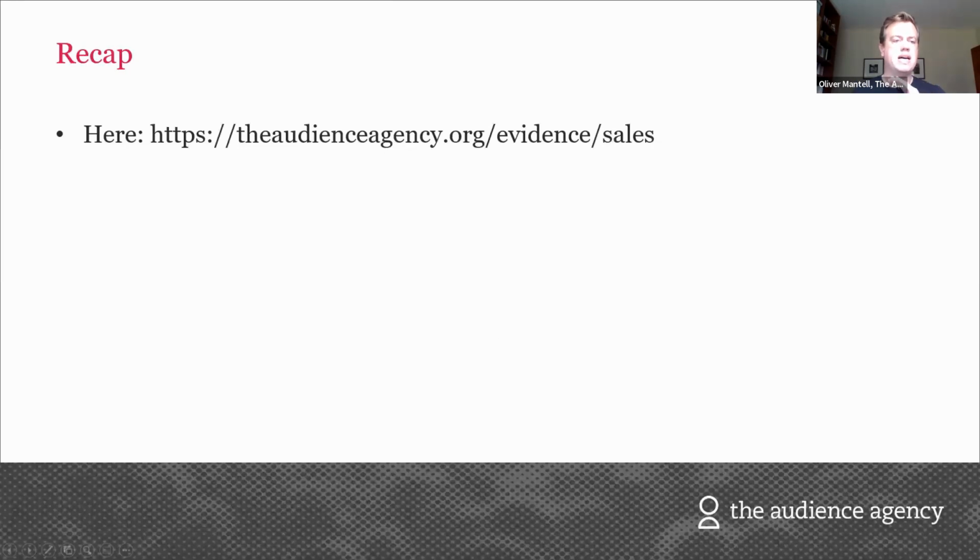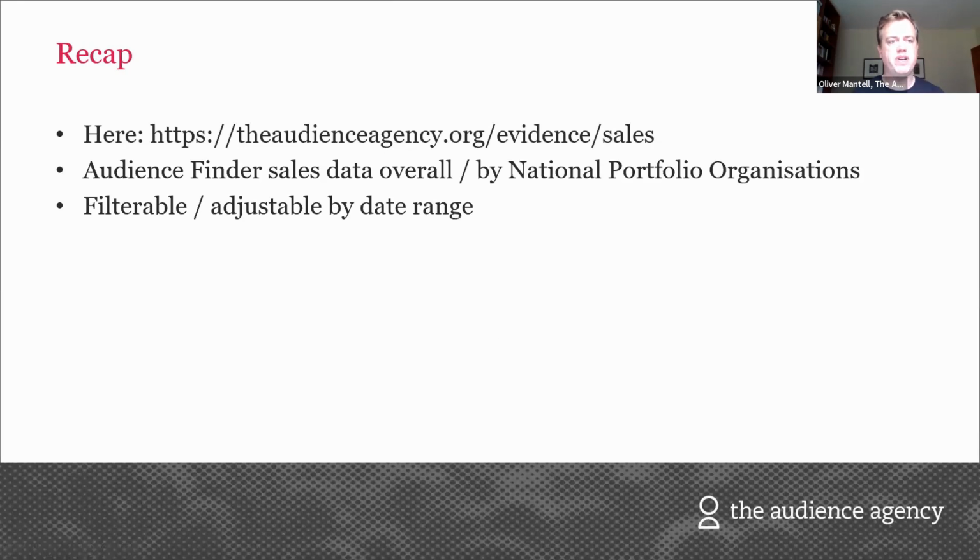So, just to say, this is where to find it. I think we might have jumped a slide, but anyway, you saw where it was on the website. That's the web address. It's covering a combination of overall Audience Finder data, but also some split out just for national portfolio organizations. And in time, we may look at other groupings of organizations to make available. The data itself is filterable and adjustable by date range. You can select particular regions, particular segments, etc. As Chris mentioned, that could become really key over the next few months.